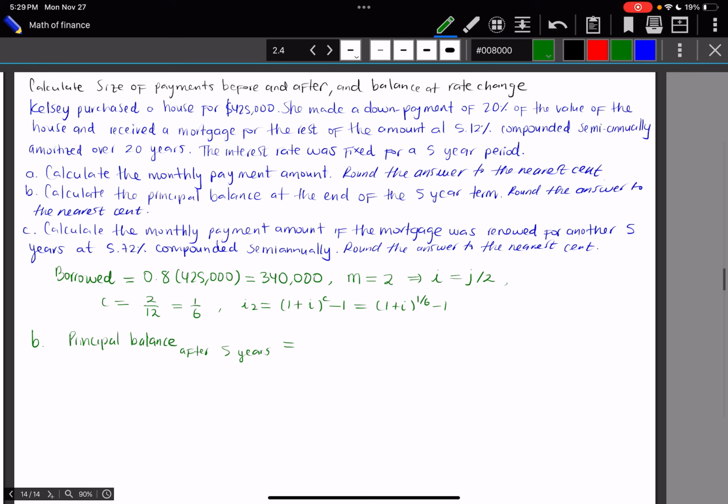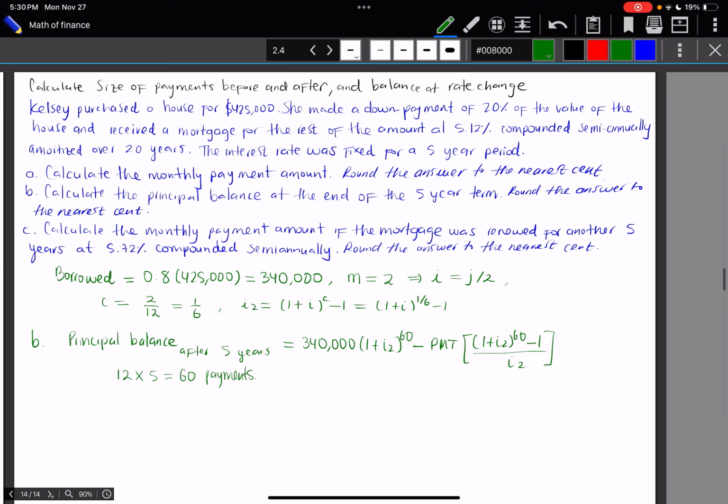To compute that principal balance, we subtract 2 values. We have the future value of $340,000 in 5 years, and after 5 years there have been a total of 60 payments, because we have 12 payments per year for 5 years. That's 60 payments. Okay, so the future value of $340,000 is $340,000 times (1 plus I2) to the 60, and we take that and subtract the future value of the annuity in 5 years. So we subtract PMT multiplied by ((1 plus I2) to the 60 minus 1) over I2.